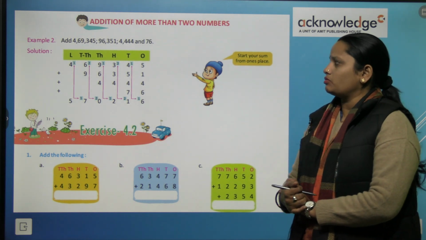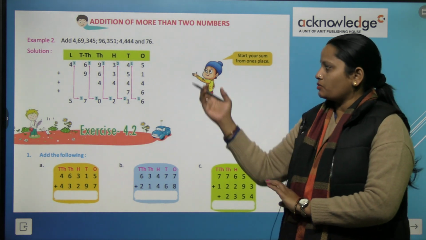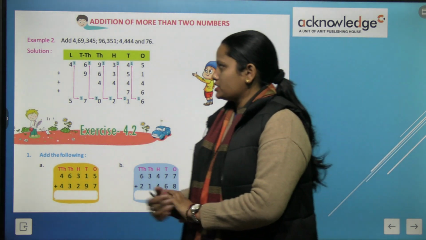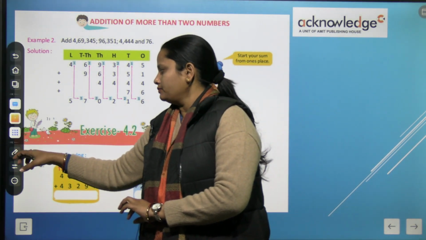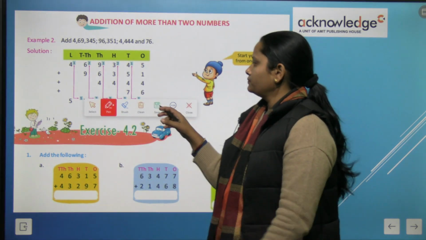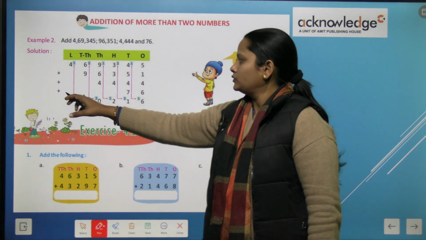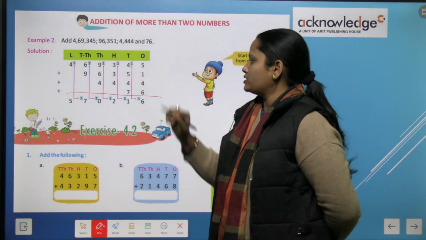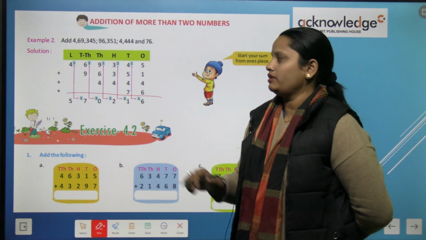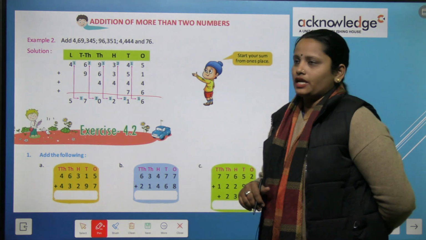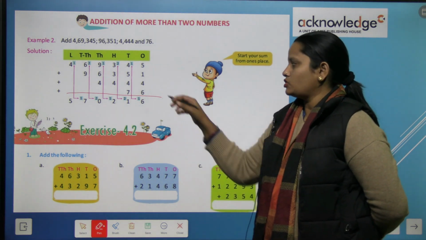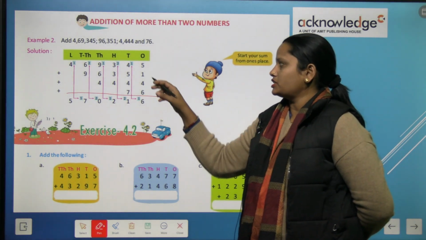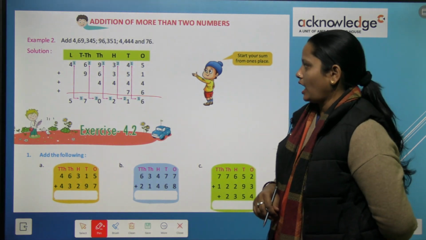Addition of more than two numbers. अब दो से ज्यादा numbers हैं यहाँ पे. Suppose four numbers दिए गए, four groups दिए हैं. How can we add it? Let's see. So this is our answer. So we have to add 5 plus 1, 6 and 6 plus 6 is 12. 12 plus 8. 12 plus 4, 16. So 6 is written here, 1 is to be carried.